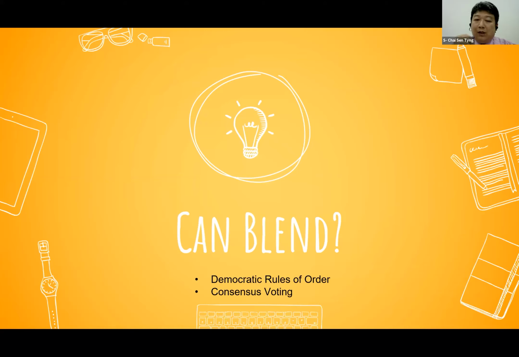A slightly watered down element of Robert Rules of Order would be the democratic rules of order, where you vote to decide supplementary agendas, or you can have consensus voting, because for a consensus building exercise, there's usually no voting involved. You want to get everyone to agree, which is quite impossible to do at times.